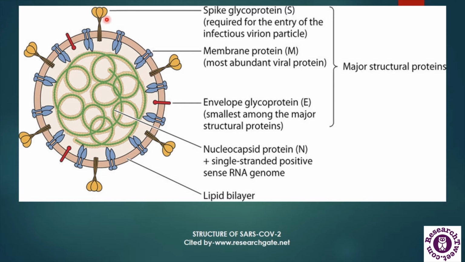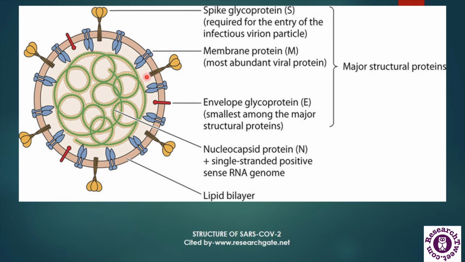Now these spikes are made up of some proteins called spike glycoproteins. After that, they are followed by some membrane proteins which form a membranous structure, and they are called membrane proteins. These membrane proteins are the most abundant viral protein in the structure of the COVID-19 virus. Another type of protein found is called envelope glycoprotein, which forms an envelope-like structure, and they are also a major structural protein for this virus.